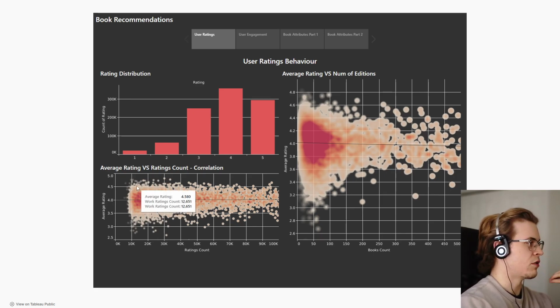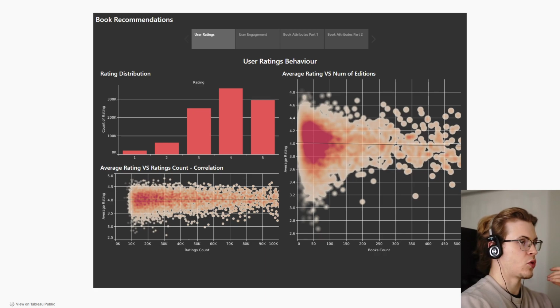Then we have the average rating versus ratings correlation. So this essentially shows us that most books with an average of 4-star rating have fewer overall reviews. This suggests that maybe a minimum threshold should be put on the number of ratings a book has before it can be recommended. Next, we have the average rating versus a number of editions.